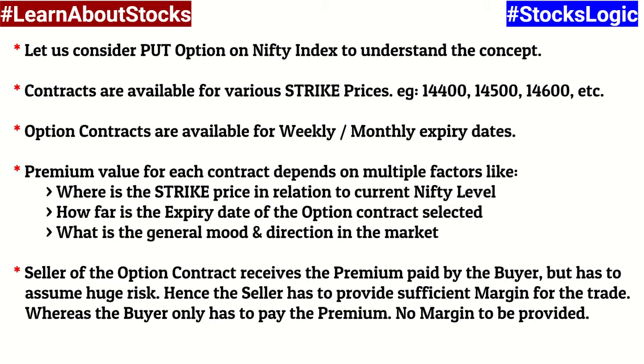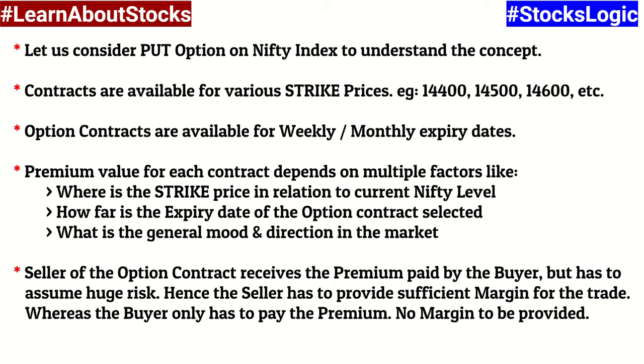The first most important factor is the strike price, and what is the relation of the strike price compared to the current Nifty level. So whether the strike price that we are checking out is below the current Nifty level or above the current Nifty level. This will definitely affect the premium amount being charged or traded for that particular option contract. The next factor is the expiry date of that option contract. The farther the expiry date, the higher will be the premium value.